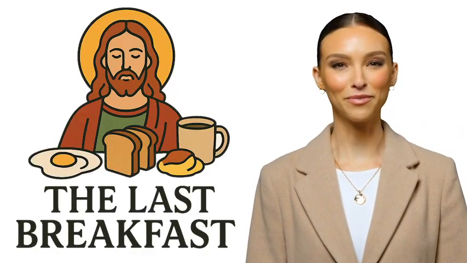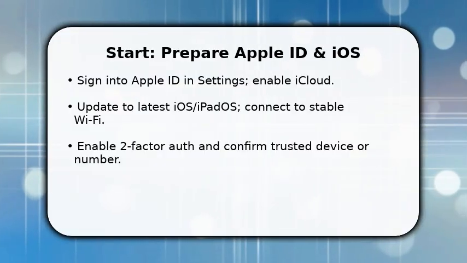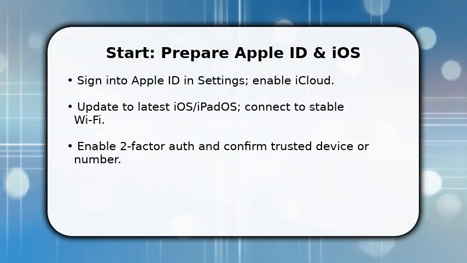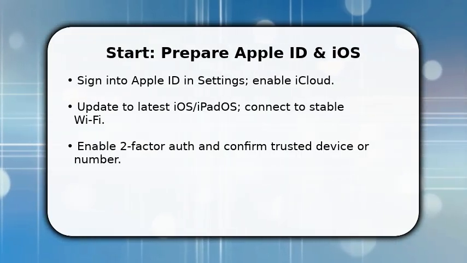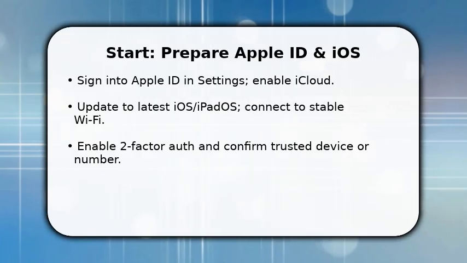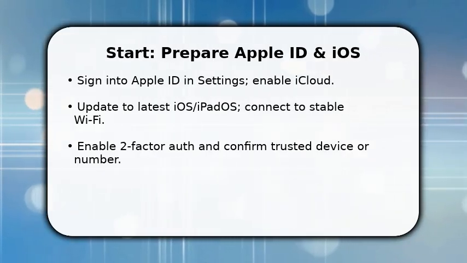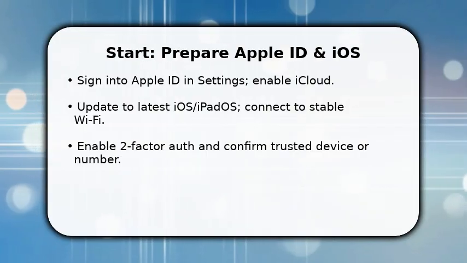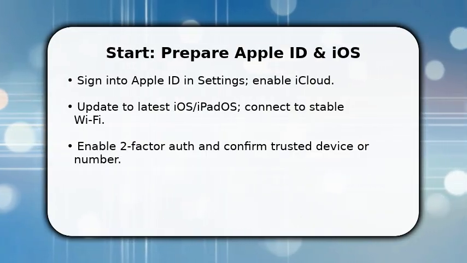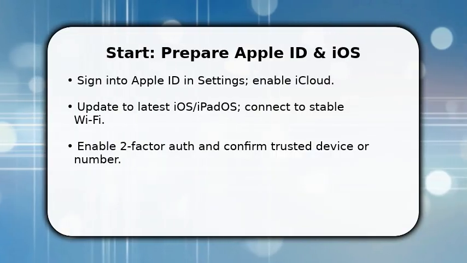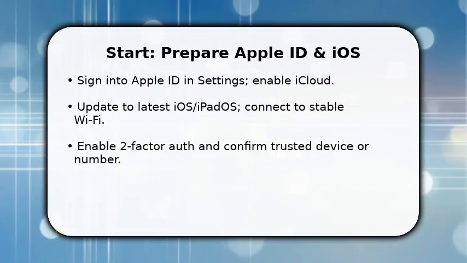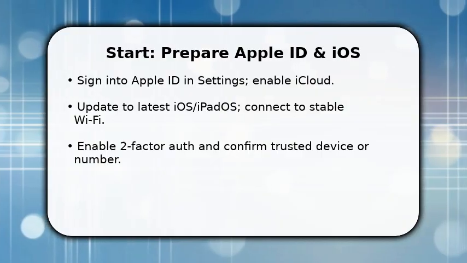Please enjoy the video. You start by confirming your Apple ID and device readiness. Sign into Settings, right arrow your name, and enable iCloud. Make sure your device runs the latest iOS and is on reliable Wi-Fi. Once done, enable two-factor authentication and verify a trusted phone number or device so iMessage and iCloud can sync securely.